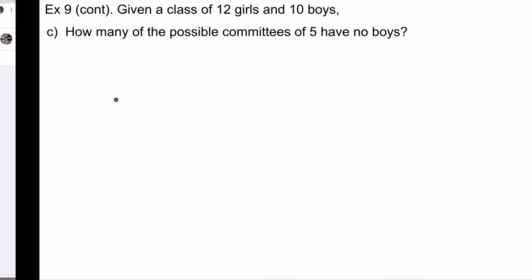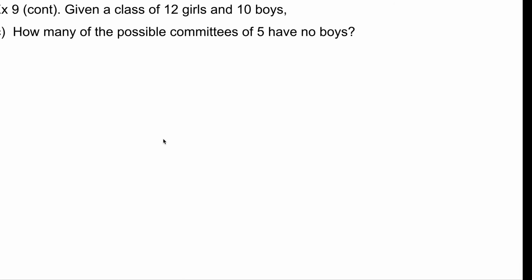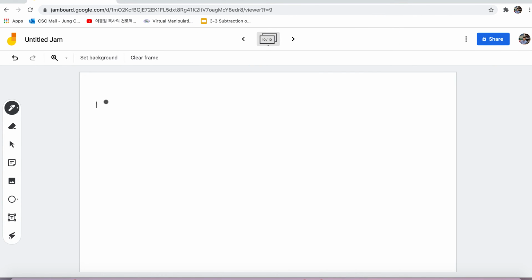Oops, going the other way. Okay, 5 no boys. That means all 5 are the girls, out of 12 girls and 10 boys. So you have 12 girls and 10 boys, right? And this time you have no boys, so all 5 will be chosen from 12 girls. So 12 choose 5, but from 10 you're not gonna choose any.